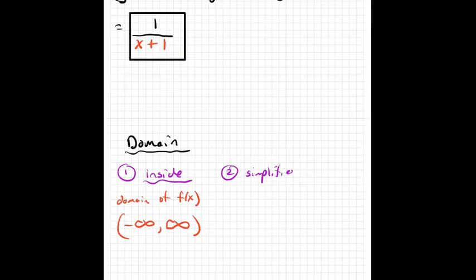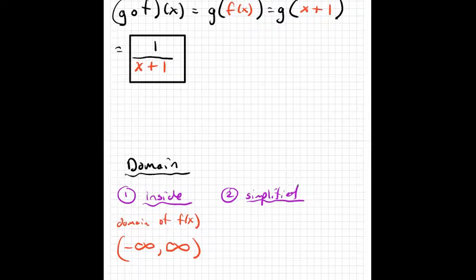The simplified function in this case is going to be this guy here. So this is a rational function. The only restriction here is that we cannot divide by 0. So we'd have to throw out x equals -1, right? So then the domain of the simplified function, in this case, is going to be everything except -1.